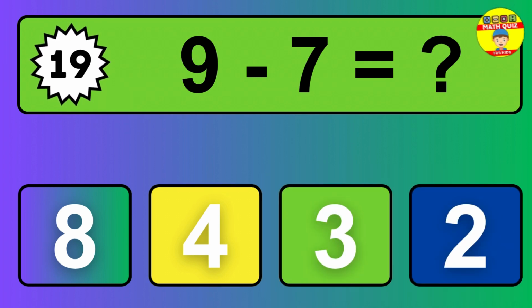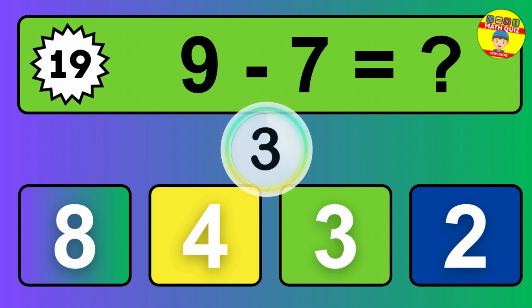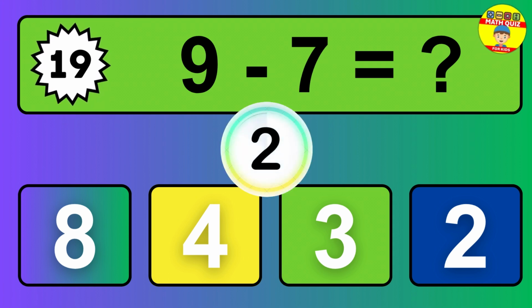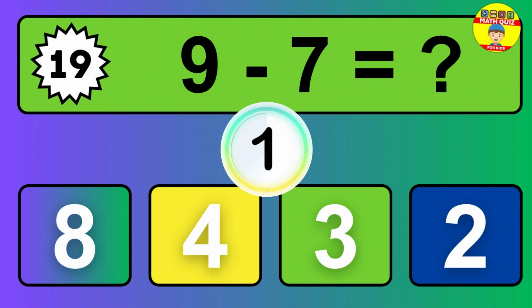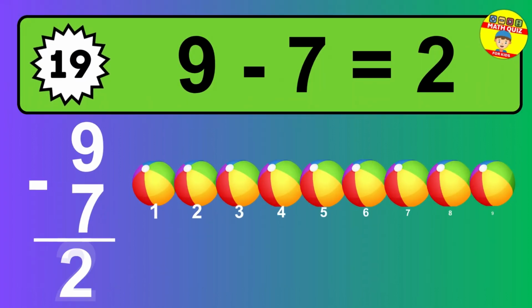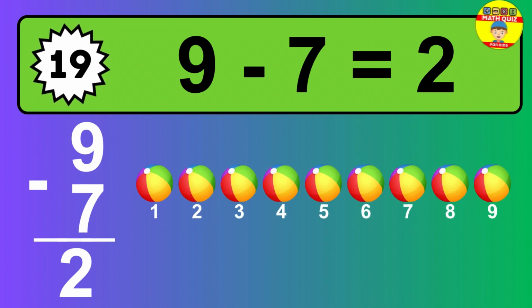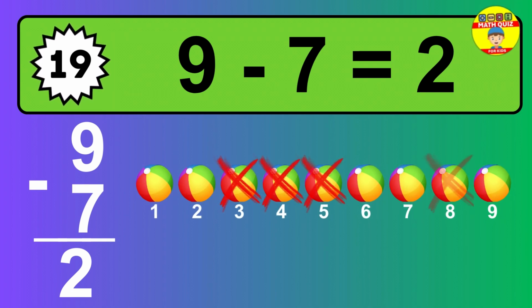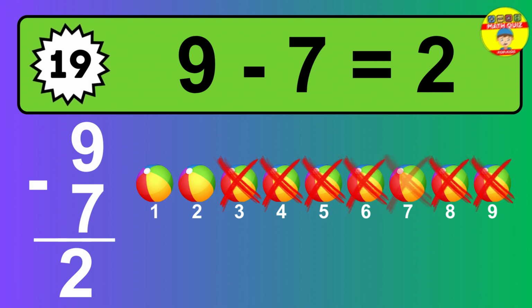Question 19. 9 minus 7 equals what? So the answer is 9 minus 7 is 2. Let's count it. 1, 2.